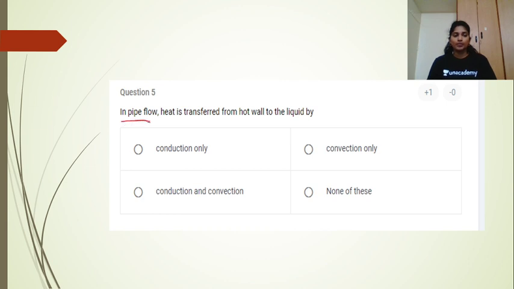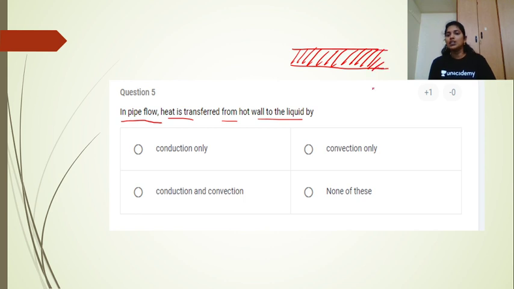So next question. In pipe flow, heat is transferred from a hot wall to the liquid in the pipe. Okay, so we have a pipe flow. Let us draw a pipe, and inside we have a fluid. Let us suppose that this is the fluid, and this is the hot wall. So from this hot wall to the liquid, what is the heat transfer mechanism? The options are convection only, conduction and convection, and none of these.